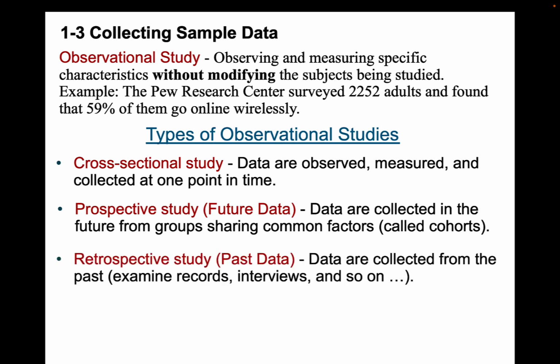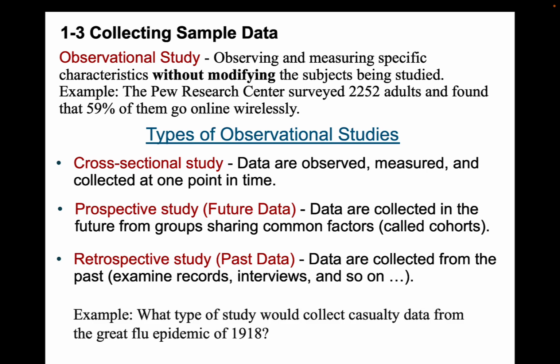Opposite direction, past data. That is called a retrospective study. That's when data are collected from the past. We cannot travel back in the past, I know that, so you might think, how is that possible? It's about going through old records, old files, examining those records, or maybe finding people who experienced something that occurred in the past and interviewing them. So you're looking at past data. So cross-sectional, prospective, and retrospective, those are all three types of observational studies.